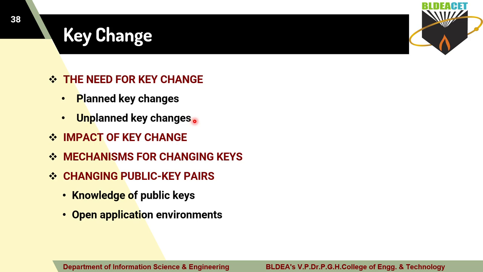And one more is security loopholes. Attackers will try to find out the mechanism you used to provide the security, so that mechanism is known by the attackers also. They know the procedure you used for generating the keys. To overcome such a situation, you can also change the mechanism used to generate the keys. That situation we call an unplanned key change. These are the two things.